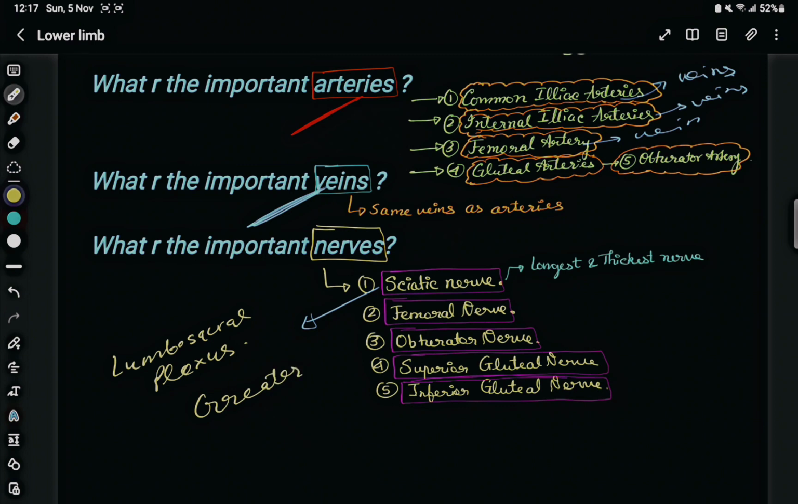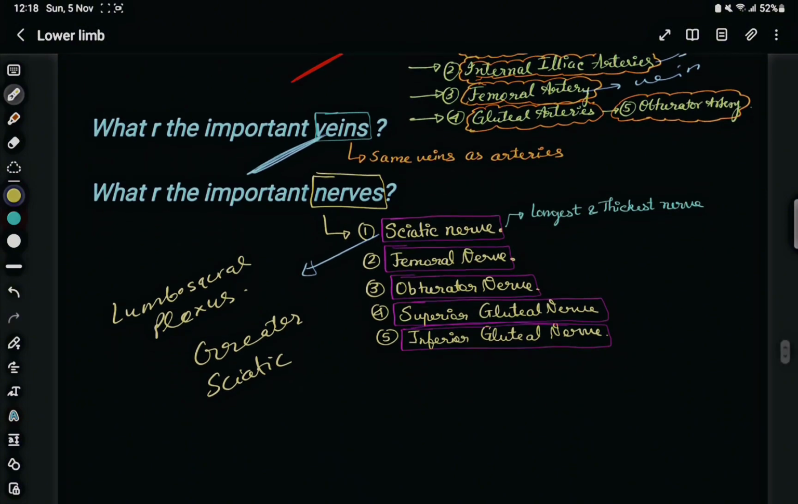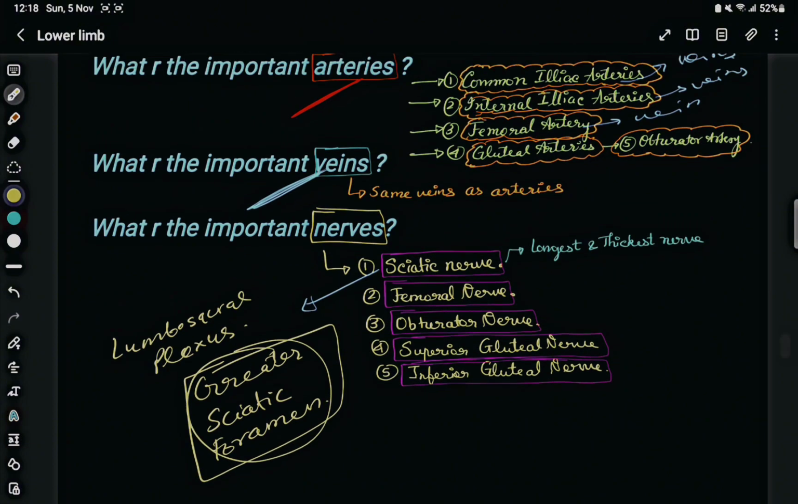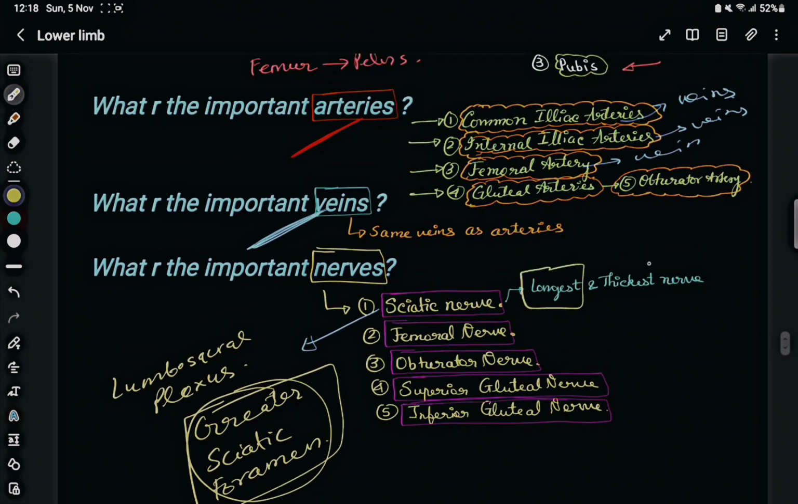It is a foramen. It is an opening through which the nerve passes, not originates, through which the nerve passes, and it is the greater sciatic. It is asked in exam, and I have been asked in the exam also this time, so I'm repeating again: the greater sciatic foramen. It passes from behind the pelvis and comes through the greater sciatic foramen. And it is the longest and thickest nerve in our human body.